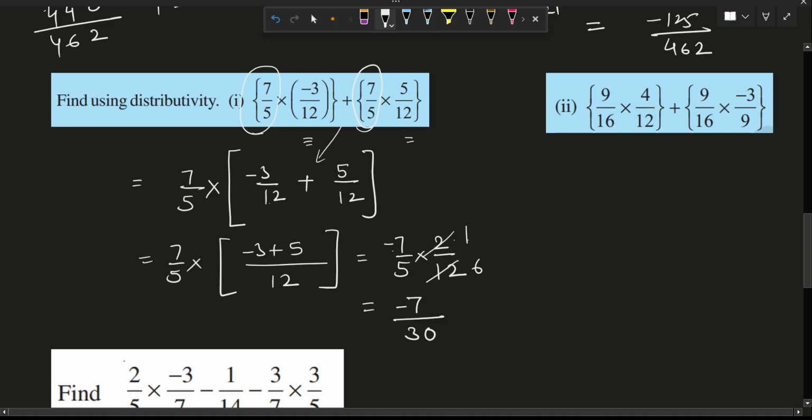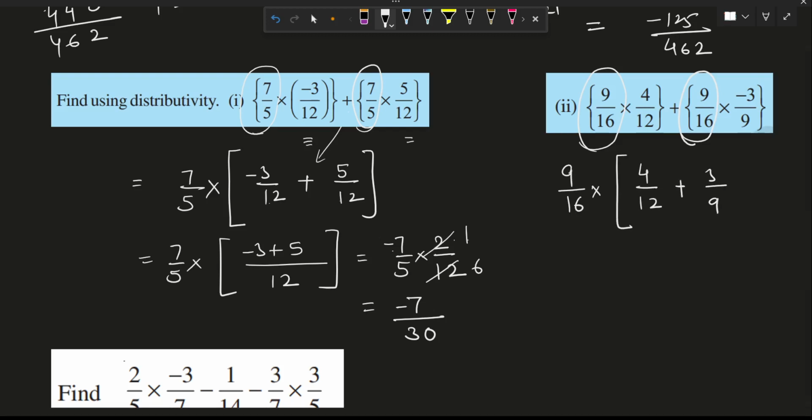Now let's move to the second part. Here again also if you see, 9 by 16 is a common thing which is distributed to both 4 by 12 and minus 3 by 9. Let's take it common again. I have 9 by 16 and inside I have 4 by 12 minus 3 by 9. It's plus minus 3 by 9. So let's take it like that only. 12 and 9. Okay. Over here if you see 4 by 12, 3 by 9.